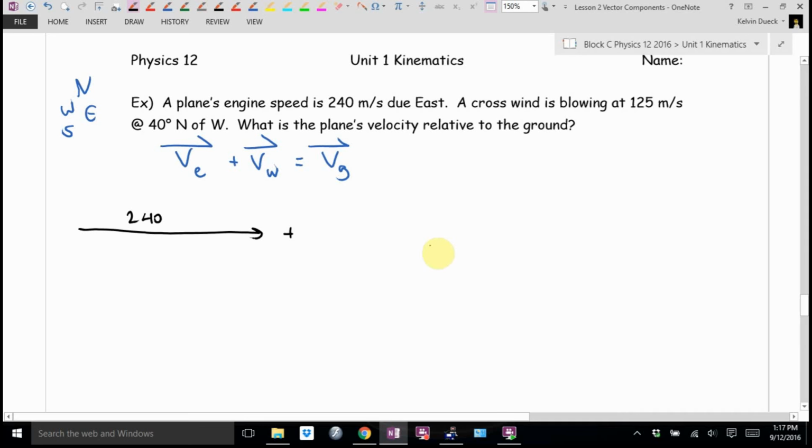I'm going to go like this. West. Then I'm going to tilt up. How many degrees up? About like that, 40 degrees. And I drew the 125 about half as long as the 240 because 120 is half of 240. Close-ish.